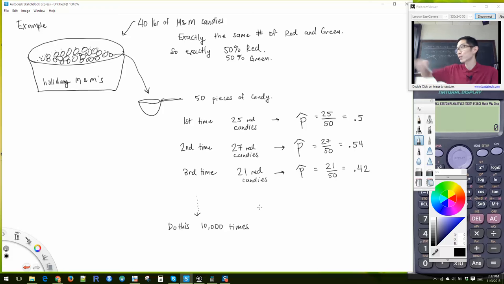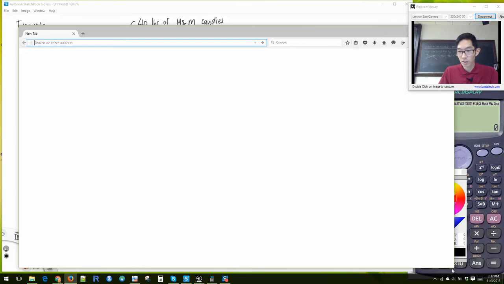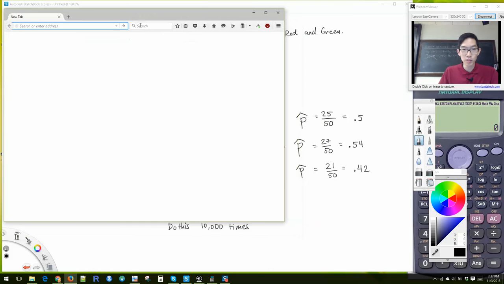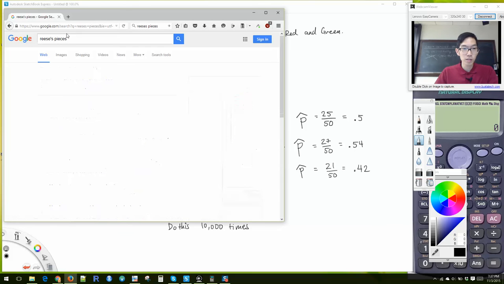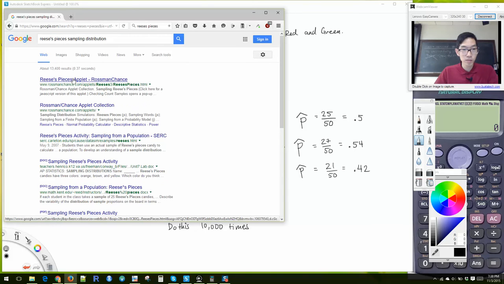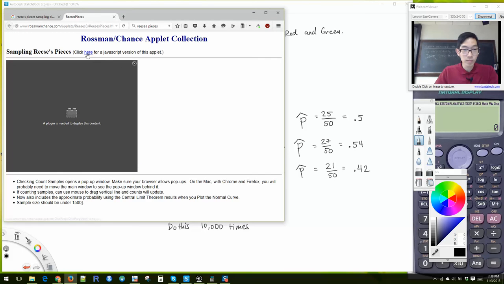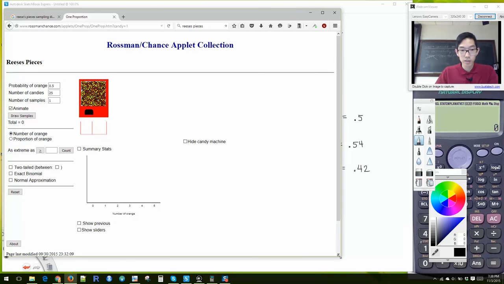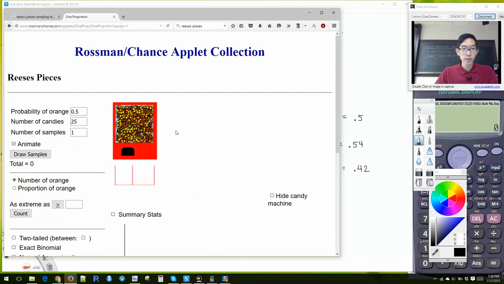So every time we're just stirring up the 40 pounds of M&Ms, and I'm taking a scoop of 50 pieces of candy, and I'm gonna count how many are red, okay? Although I have a little demo on the internet that does this exact thing, except it's not M&M's, it's Reese's Pieces candies. Okay, so Reese's Pieces sampling distribution, this is what we want. We want the JavaScript version. You guys see this?